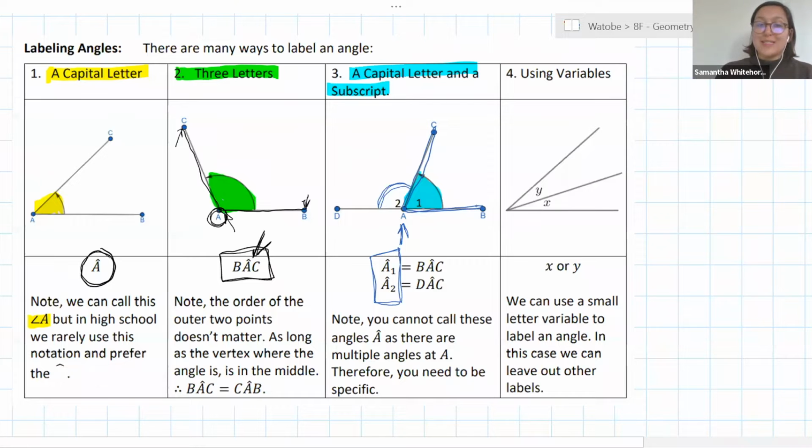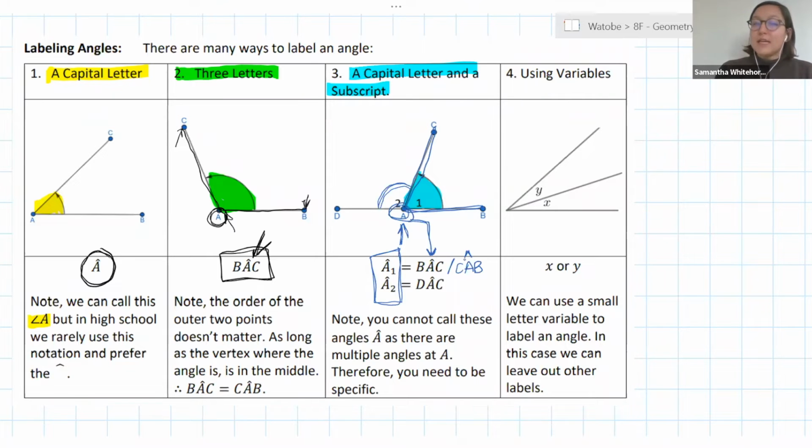Now, the order of those letters does not matter, as long as your middle letter is the point where the angle is. So in this case, A must be the middle letter, and that middle letter has its little hat on it to show that we're talking about that angle. The order doesn't matter. So you could say angle BAC, or you could say angle CAB. That is absolutely fine. It is exactly the same angle. We don't really say alphabetical because obviously A needs to be in the middle, so it can't be alphabetical in this case. As long as the correct letter is in the middle with a hat on it, absolutely fine.